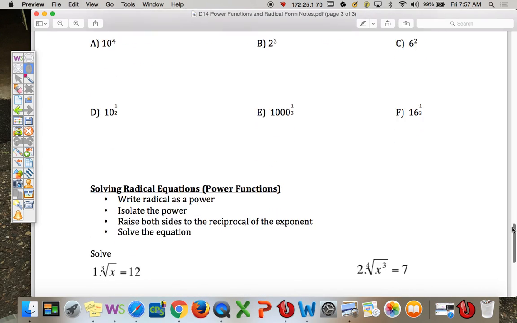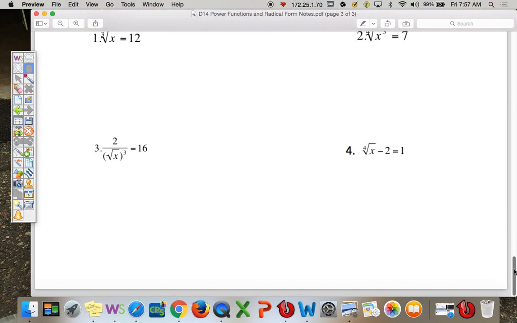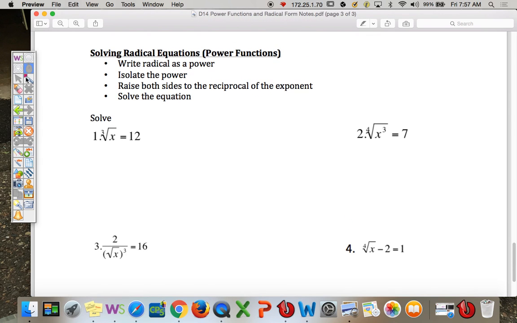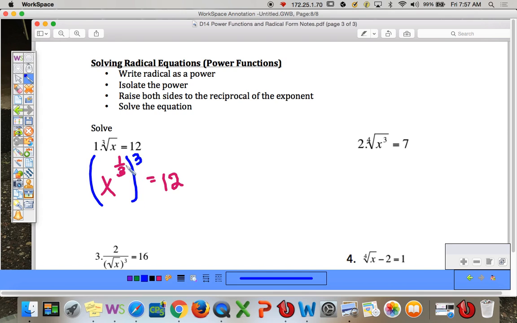Okay. So the reason why we convert to radical equations or power functions is so that we can solve. And so here is how you solve a radical function. First step, rewrite as a power. So this is x to the 1/3 power equals 12. To get rid of the 1/3 power, we're going to multiply that by its reciprocal. So we are going to take this to the third power. We know that a power to a power, you multiply it, and 1/3 times 3 is 1. So what we do on one side, we're going to do on the other side.